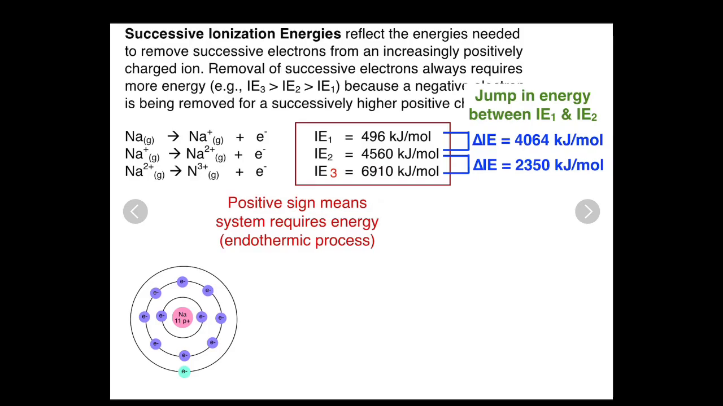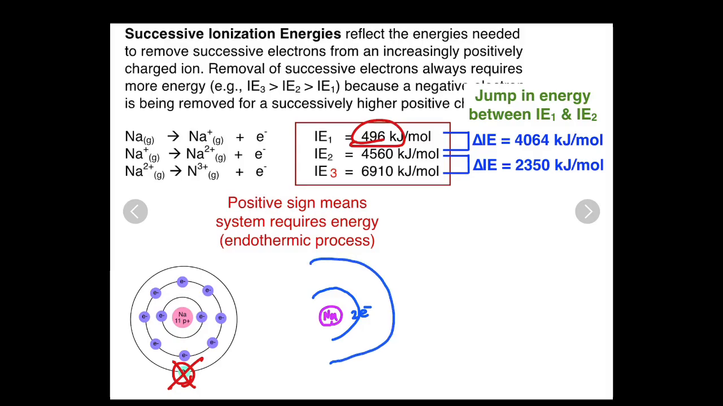Think about this. This electron right here is further away from the nucleus. So in order to remove this electron, of course, it's going to require a certain amount of energy. How much? Well, it's going to be this much. Now, if you remove this one, what you are going to end up having is the nucleus of the sodium, and you are going to end up with 2 electrons right here.